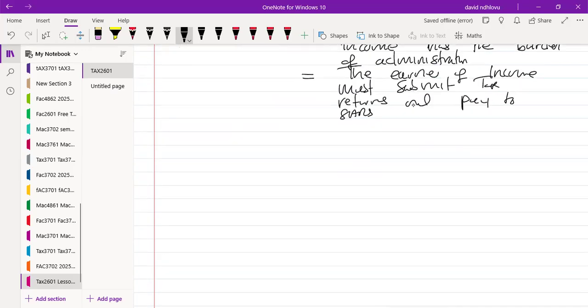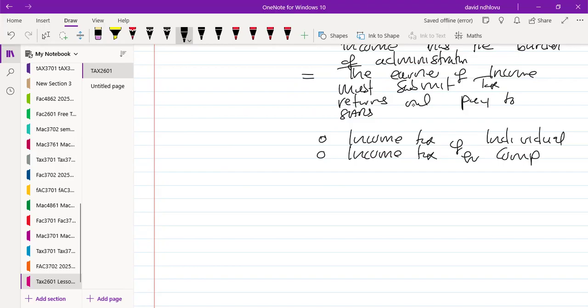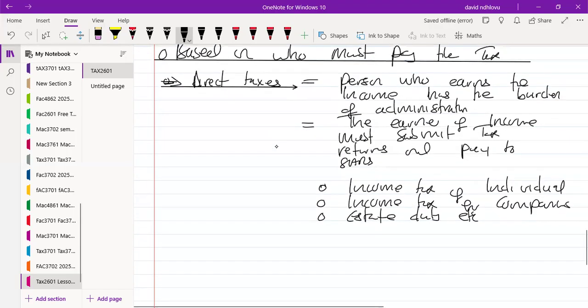An example of this is your income tax of individuals. When you earn your income from employment or from your businesses, when the season of taxation comes through, you submit your own tax returns on the income that you have earned. You are responsible for submitting tax returns. Income tax for companies as well, estate duties, etc. These types of taxes fall under direct taxes.